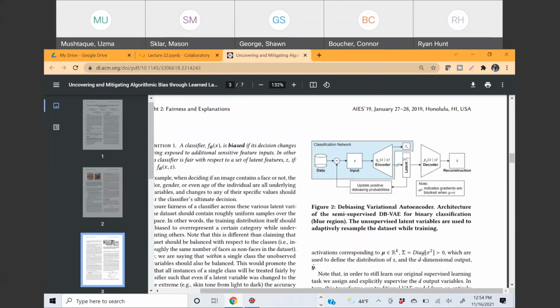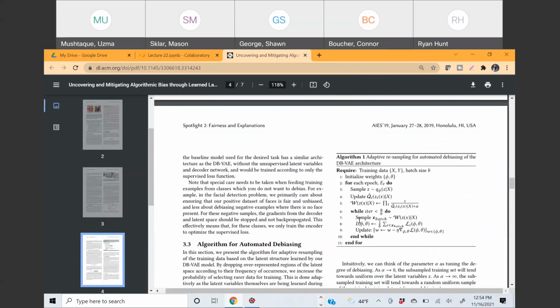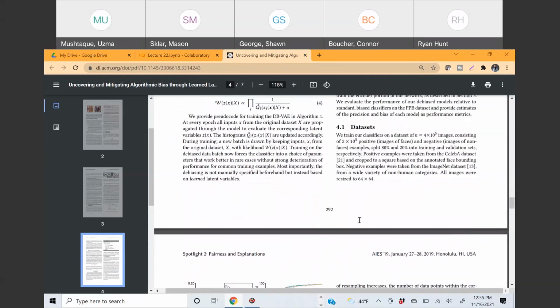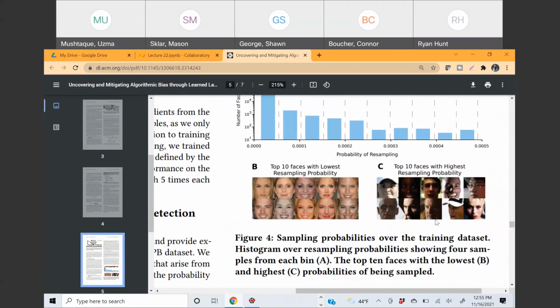And the results of this model were really good, because I can quickly show you. Okay, so what this model was doing was sampling probabilities over the training set. And this is the top 10 faces with the lowest resampling probability. Now you can see the input had these type of faces as the majority, but now these are amongst the lowest, because that's how I updated the likelihood when I'm sampling. And these are the top 10 faces with highest resampling probability.